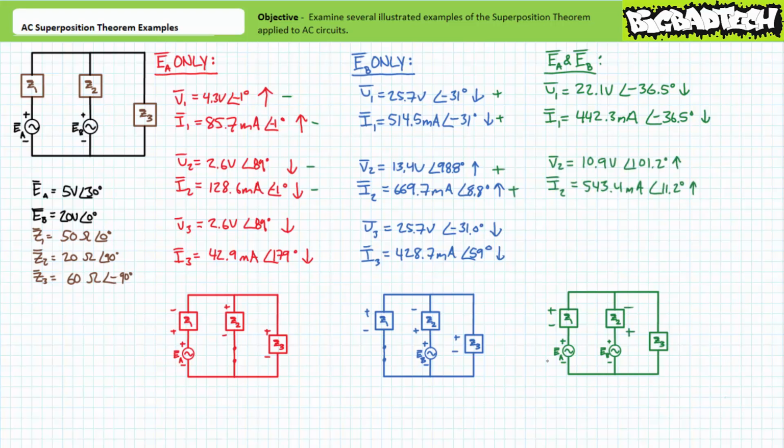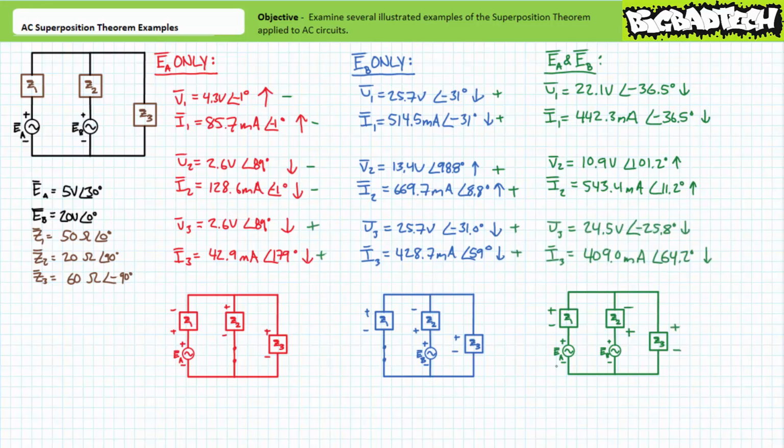The opposing contributions of EA and EB yield V2 to be 10.9 volts at an angle of 101.2 degrees, oriented positive to negative, bottom to top. Current I2 is 543.4 milliamperes at an angle of 11.2 degrees, where the assumed direction of travel is bottom to top.